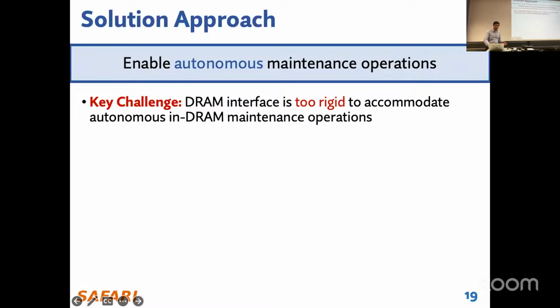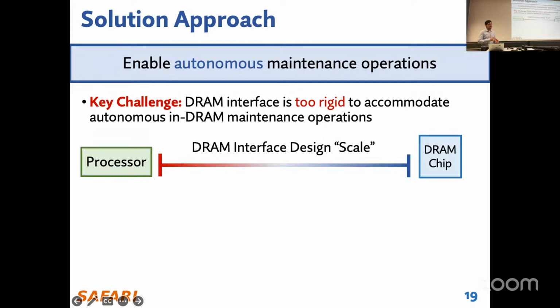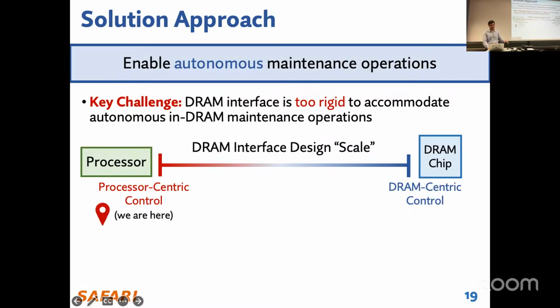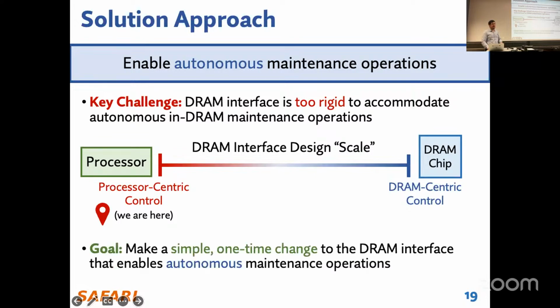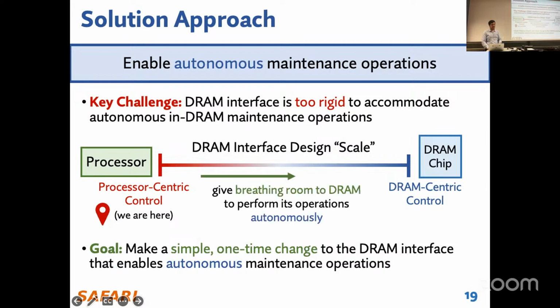And our solution approach is to enable autonomous maintenance operations in DRAM chips. However, the DRAM interface definition is too rigid to accommodate autonomous in-DRAM maintenance operations. In particular, the DRAM interface is designed in a way that yields all control to the processor. So we're here on the left, at the processor or whatever is on the left side of this scale. Our goal is to make a simple one-time change to the DRAM interface and enable autonomous maintenance operations. Another way to look at this is that we aim to give breathing room to DRAM chips such that they can perform their operations autonomously.